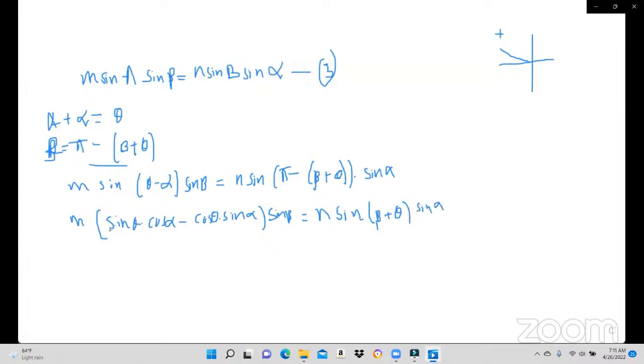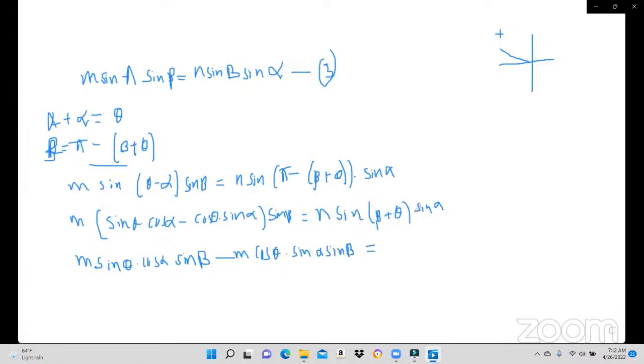We'll multiply all those things. Here we'll multiply by sine beta with m sine alpha. What is this? Sine theta. m sine theta cos alpha, and sine beta also there, sine beta, minus m cos theta sine alpha sine beta.